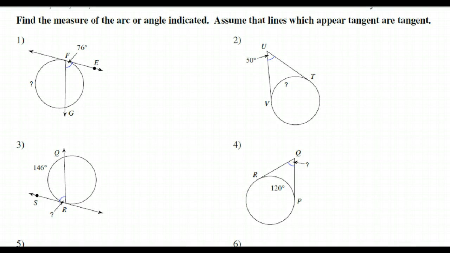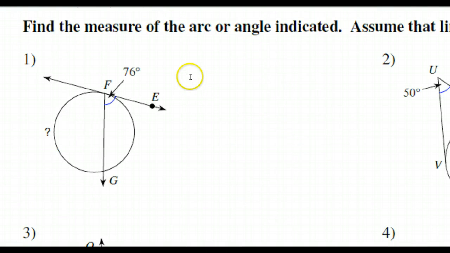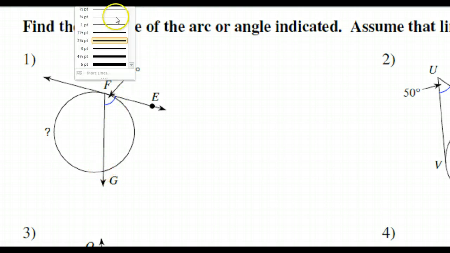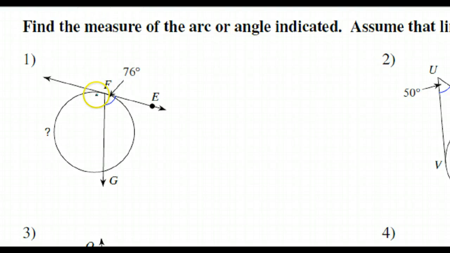So, problem number 1. We're supposed to find the measure of the indicated angle. You see the question mark here, so that's what it is. Well, if we're supposed to find this arc right here, it would be helpful to know the angle right here.